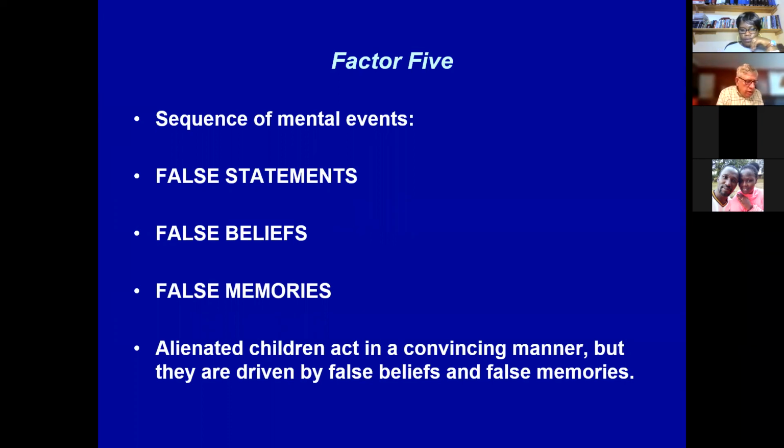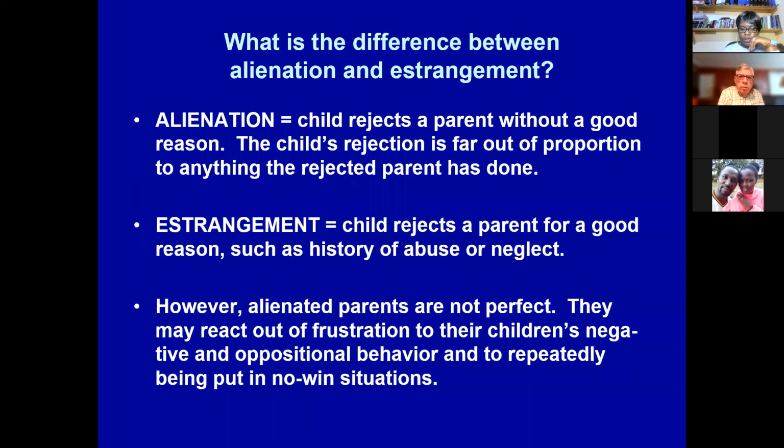So let me see. I think there's one more thing here. This is kind of important to understand, that we use the word alienation to mean something different from estrangement. When we say alienation, we mean that the child rejects a parent without a good reason. For instance, it's usually because of indoctrination by the other parent.